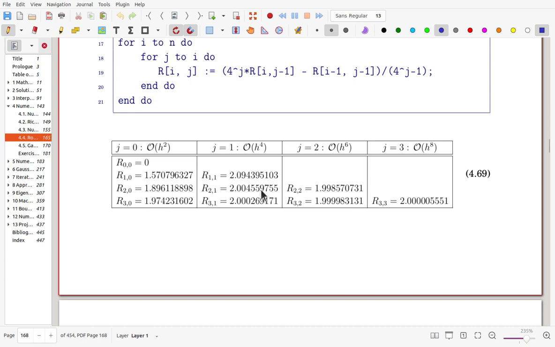Now here, 16 times this one minus this one, divided by 15, is this one. 16 times this one minus this value, divided by 15, is this value. Now here, 64 times this value minus this one, divided by 63, is that one. As you can see, this is 8th order accuracy, and the error is really small.